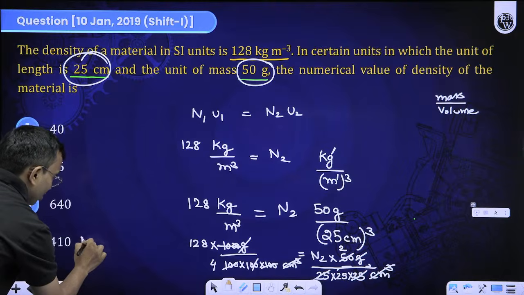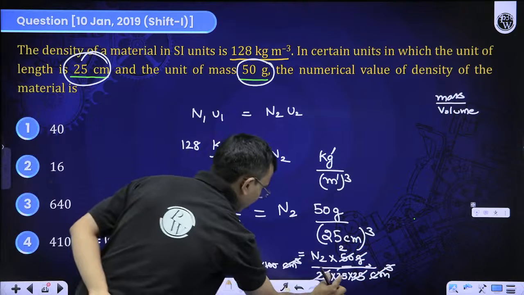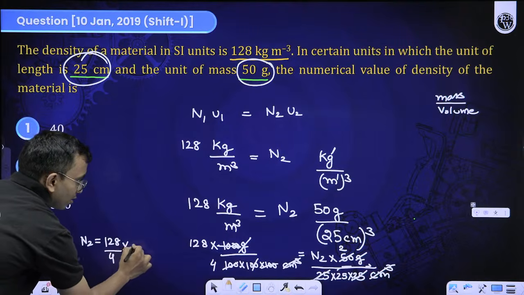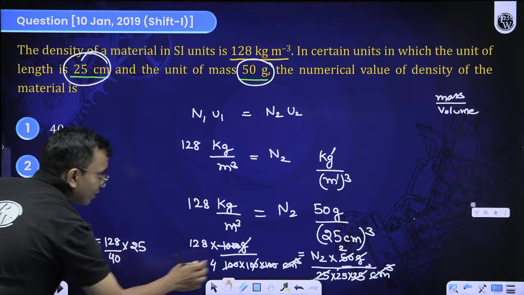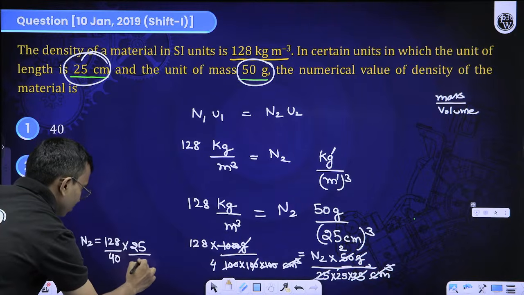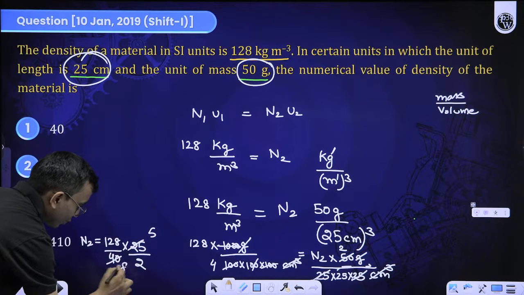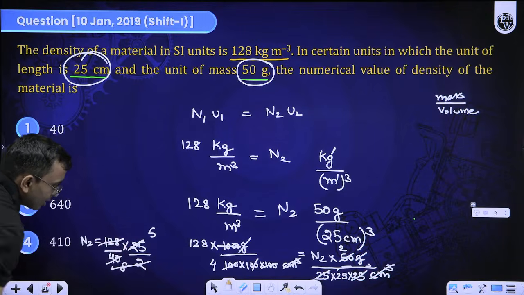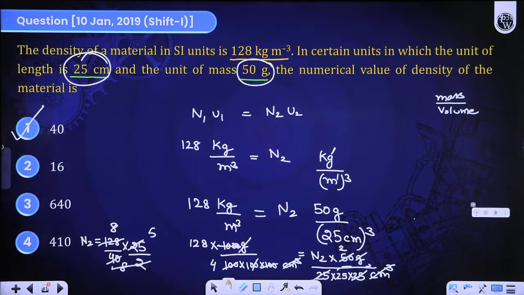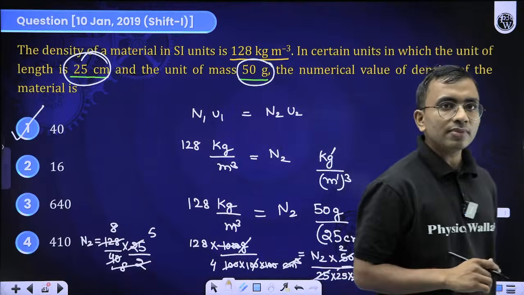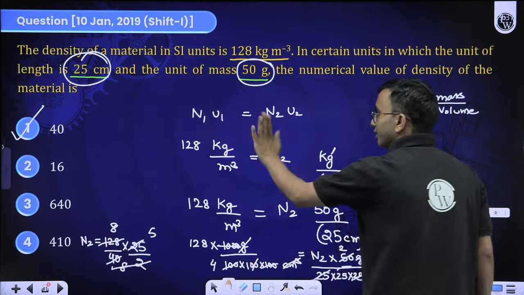So my N2 will come out to be 128 by 4, and this 25 will come in the numerator there. I think this 10 was also there, na? Yeah, 40 it was. 25 divided by 2. Then 5 into 5, 5 into 8, 8 into 16, 16 into 8. Then 5 into 8 is 40. Some calculations were there. But the rule is numerical value into the system of unit, that is constant.